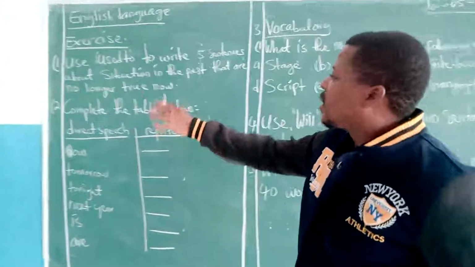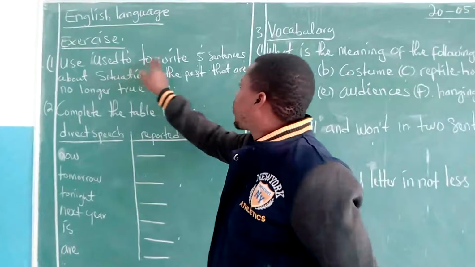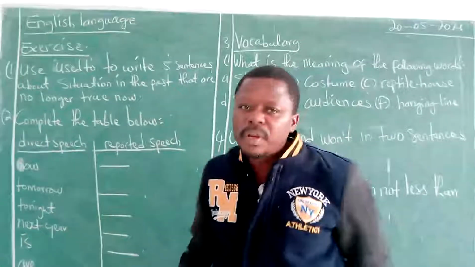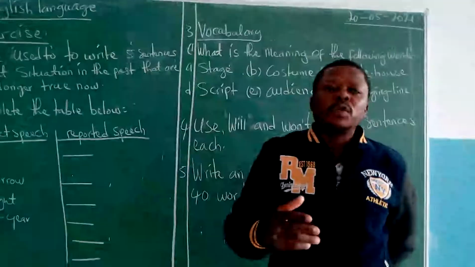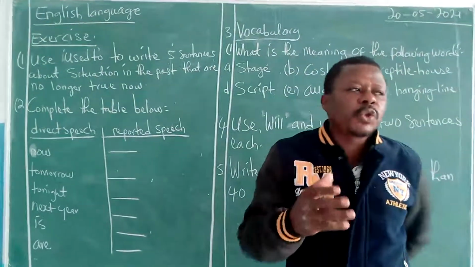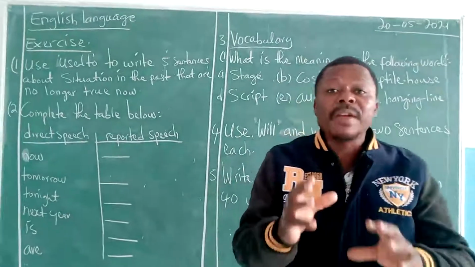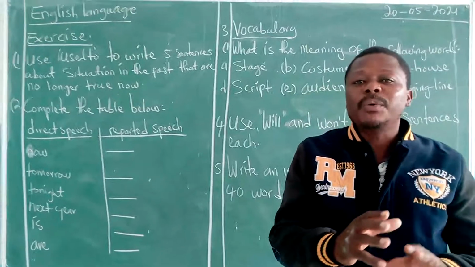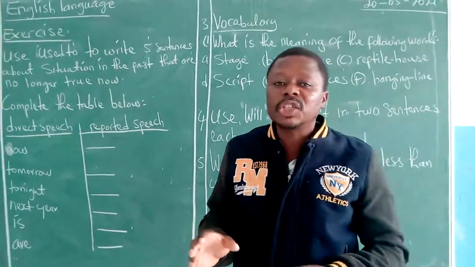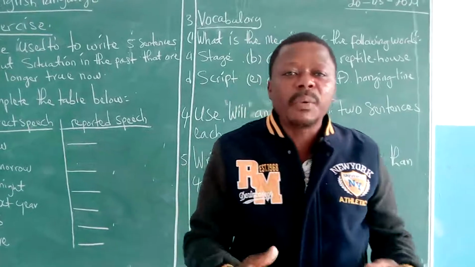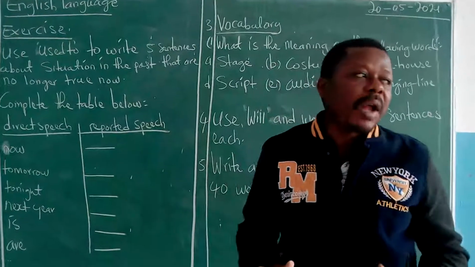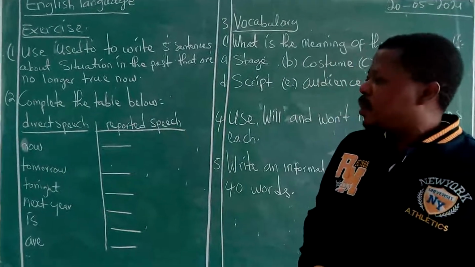This first question says, use used to write 5 sentences about situations in the past that are no longer true now. You remember we used to talk about things that were true in the past, but they are no longer true now. For example, there used to be a restaurant in front of the market, but now there is a church. I used to wear pampers when I was a baby, but now I wear pants. Those are examples.